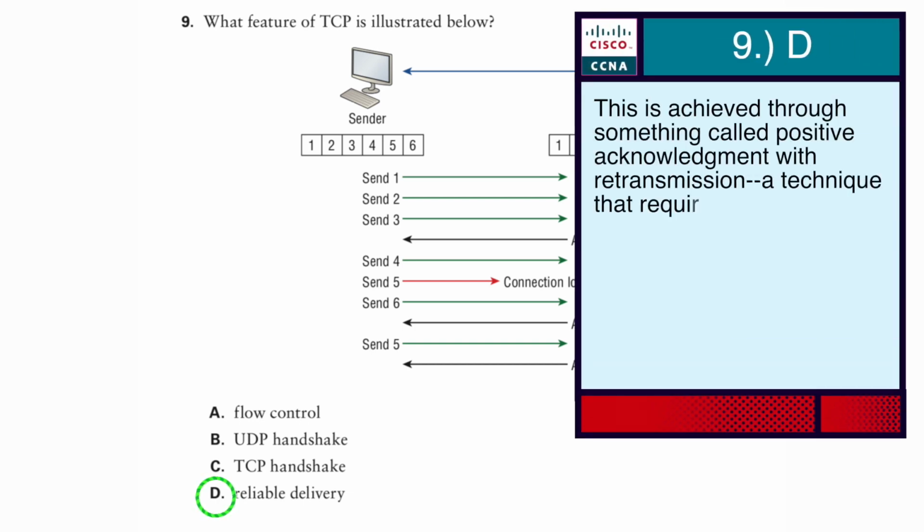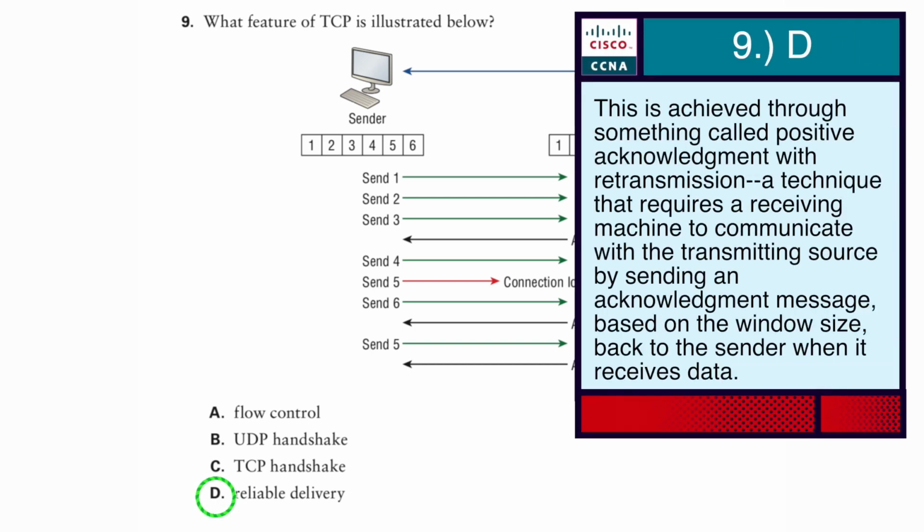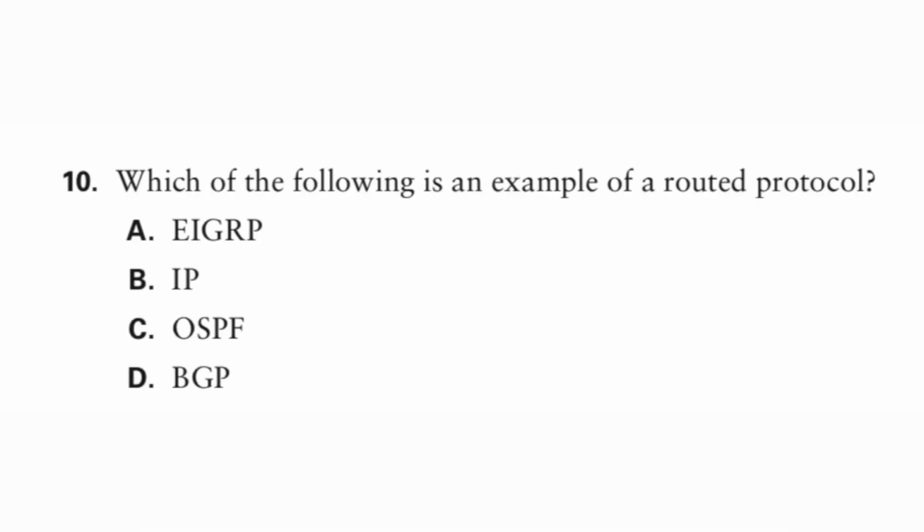This is achieved through something called positive acknowledgement with retransmission, a technique that requires a receiving machine to communicate with the transmitting source by sending an acknowledgement message based on the window size back to the sender when it receives data. Number 10. Which of the following is an example of a routed protocol? A, EIGRP, B, IP, C, OSPF, or D, BGP?